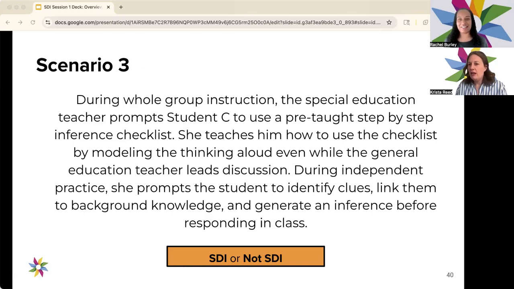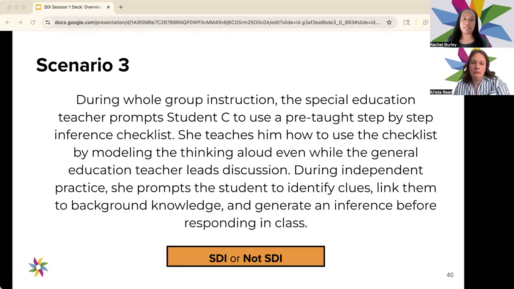I think we had even more agreement on this one, didn't we? I think it was 93% of people said yes, this is SDI, and those 93% were correct. So the teacher is providing targeted instruction within the general education classroom, and the supports they're providing directly address the disability's impact on inferencing.